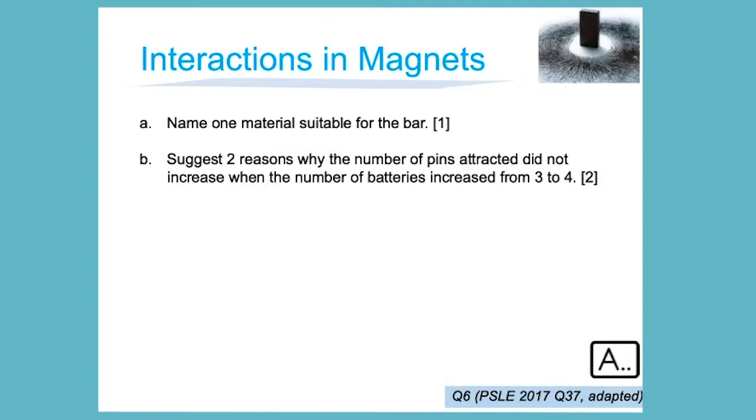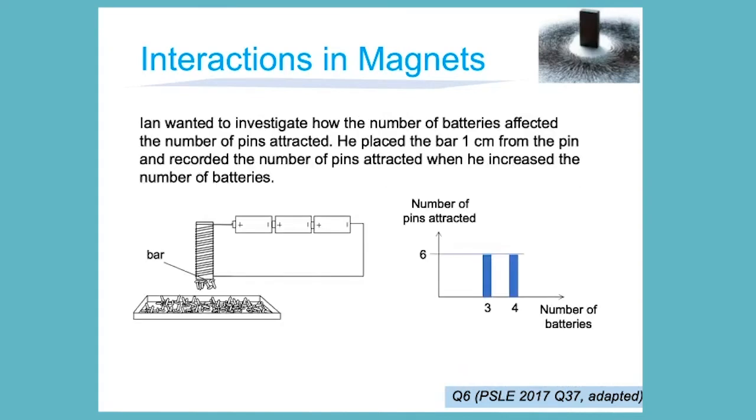Colette says the number of coils wrapped around the bar were not enough. But if the number of coils wrapped around the bar were not enough, then even at 3, there should not be any, in fact, if the number of coils were not enough, there will be not enough magnetic strength at all to attract any number of pins. So Colette's reasoning may or may not actually make sense in this case.